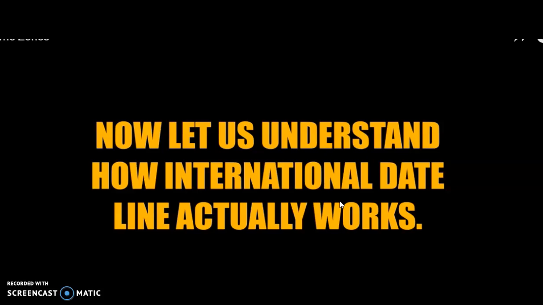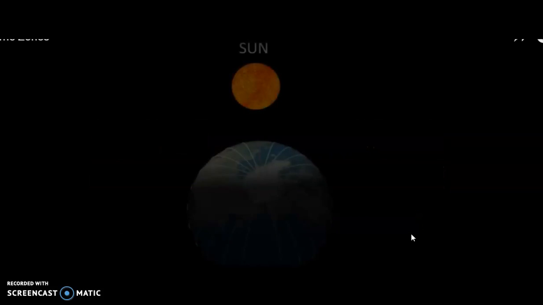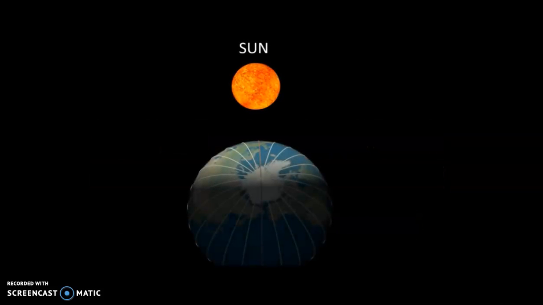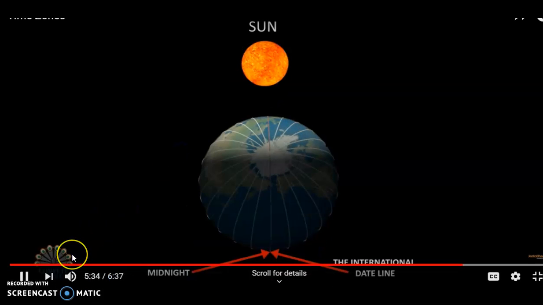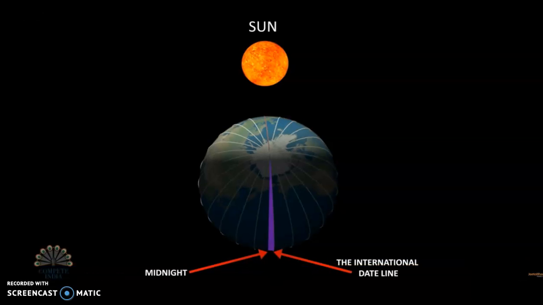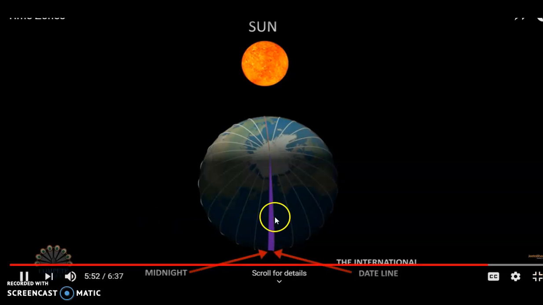Now, let us understand how International Date Line actually works. When it is midnight at the international date line, it is on the same day. But after a few minutes, a tiny slice of the earth immediately to the left of the international date line is on a new day. So, there are actually two date lines. One is at the international date line and the other wherever it is midnight.